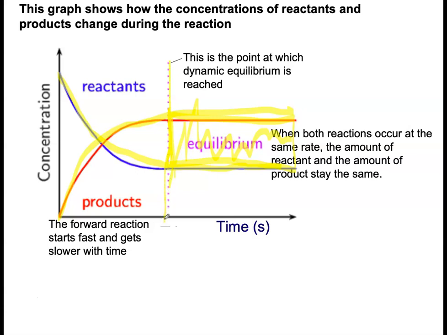This is the point at which both reactions, forward and reverse, are occurring at the same rate, and the concentration of reactants and products is constant. And they stay the same, they are constant. They are not the same as each other, they are constant. You can clearly see they remain constant. They do not change now.